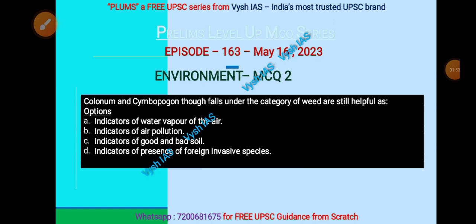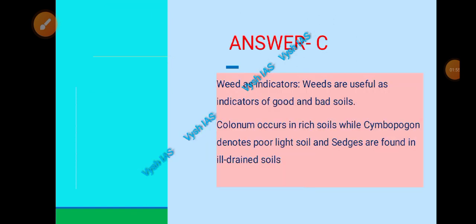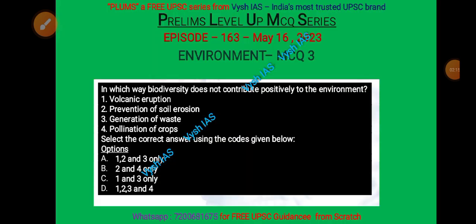So guys, let us see the answer now. The answer is C. They are categorized as weeds, but they are indicators as well. They are helpful as indicators of good and bad soils. So Solanum occurs in rich soils, while Cymbopogon denotes poor, light soil, and sedges are found in the waterlogged soil. So a very important MCQ.